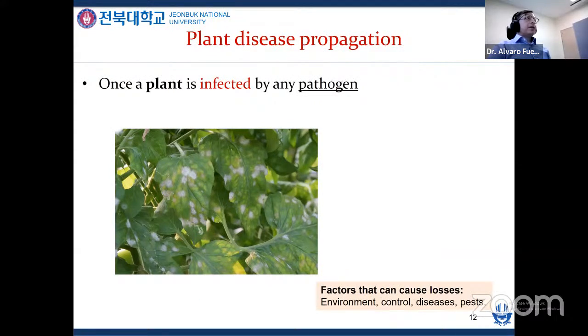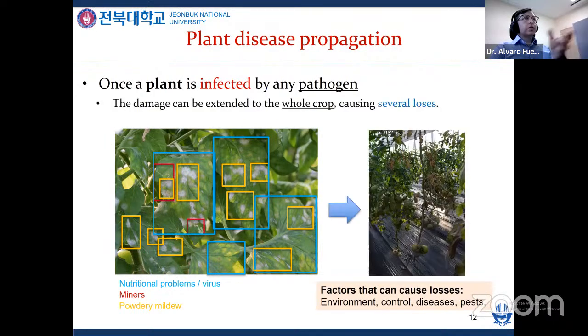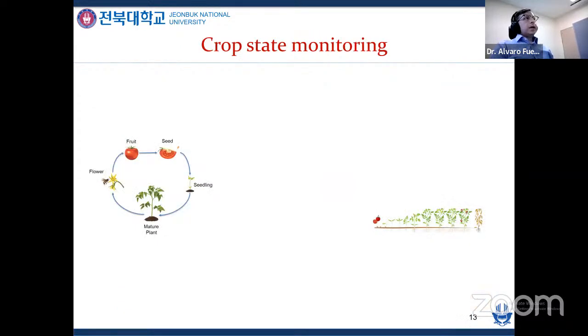We start by analyzing the plants and how they are affected by any pathogen. Once a plant is affected by symptoms, diseases, physiological disorders, or viruses, it can easily be propagated to the entire crop. As a result, we might find a lot of problems, such as economic losses and productivity losses. But those are not the only issues that cause diseases. We might see issues closely related to environment control, diseases, and pests. A lot of variables are involved in this. A plant is a very complex unit to be understood. It starts from a seed and becomes a mature plant, flowering, and then we get products.